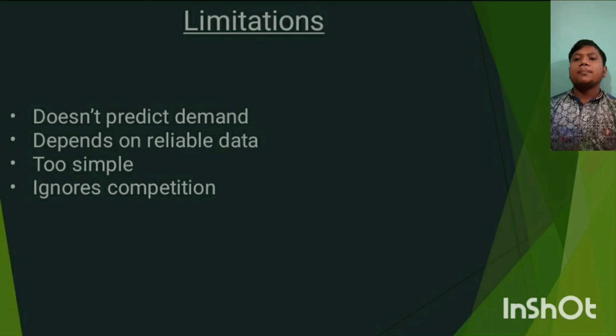Third one is too simple. Break-even analysis is best for companies with one price point. If you have multiple products with multiple prices, then break-even analysis may be too simple for your needs. Fourth one is it ignores competition. Another limitation of a break-even analysis is the fact that competitors are not factored into the equation. New entrants to the market could affect demand for your products or cause you to change your prices, which is likely to affect your break-even point.